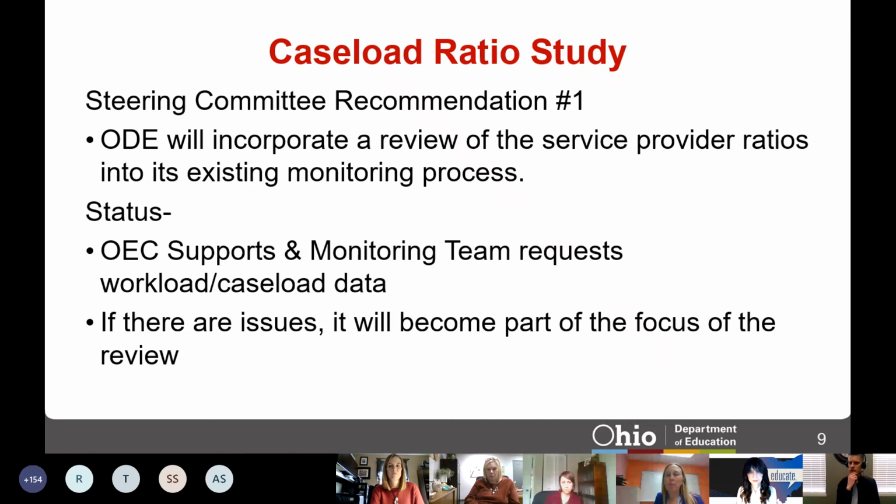Bernadette, is there anything that you can add to this section? I know that one of the recommendations that came out of the steering committee was that they wanted our supports and monitoring team to include looking at workload and caseload data, and they do. I checked with them and they said yes, they do. And it will become part of the focus of that review if they see issues when they look at the workload caseload data.